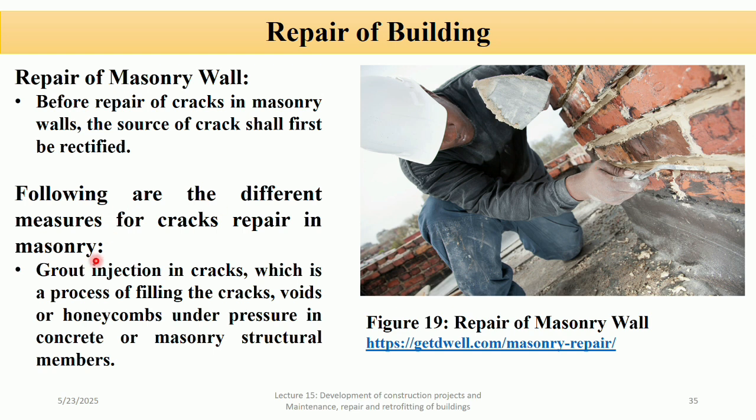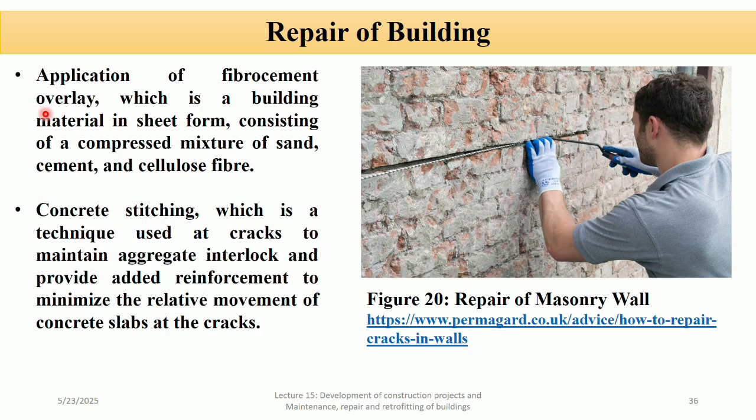So it is used to fill internal cracks and gaps and rebond separate parts of the wall and restore structural integrity. The second one is application of fibro cement overlay. It is a sheet of material made of compressed sand, cement, and cellulose fiber applied as a protective layer on the surface of a masonry wall. And the third one is concrete stitching.